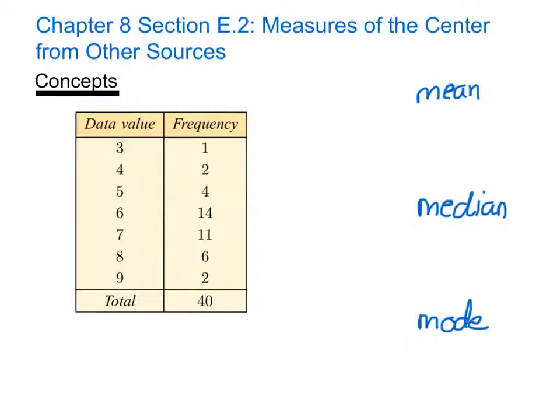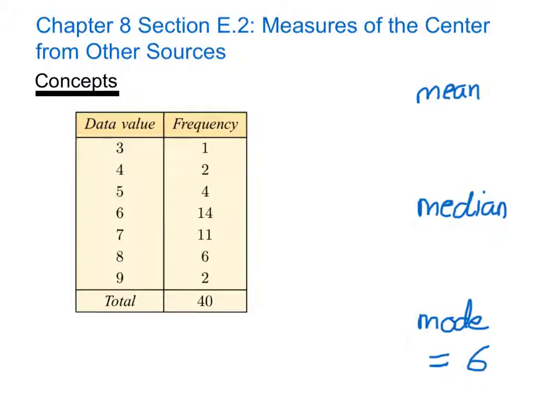The mode is by far the easiest of the three to read from a data value frequency table. You'll notice that the frequency table lists how many times each data value occurs, and we see right away that 6 occurs 14 times, which is the data value that occurs the most. So I can quickly find that the mode equals 6.